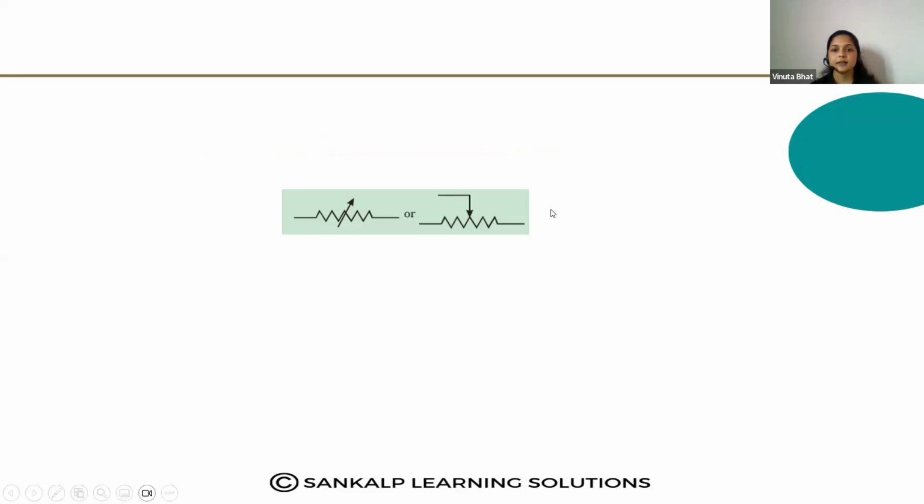Yes, this is the diagram. So this is the symbol which represents the rheostat.